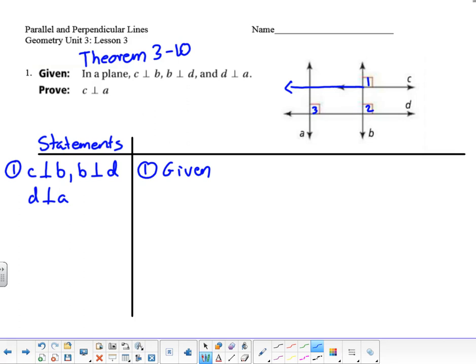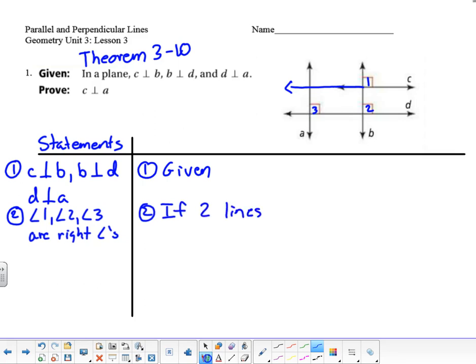And now what do we know about perpendicular lines? Well, we know that they form right angles. So we could say angle 1, angle 2, and angle 3 are right angles. And the reason is, if two lines are perpendicular, then they form right angles.